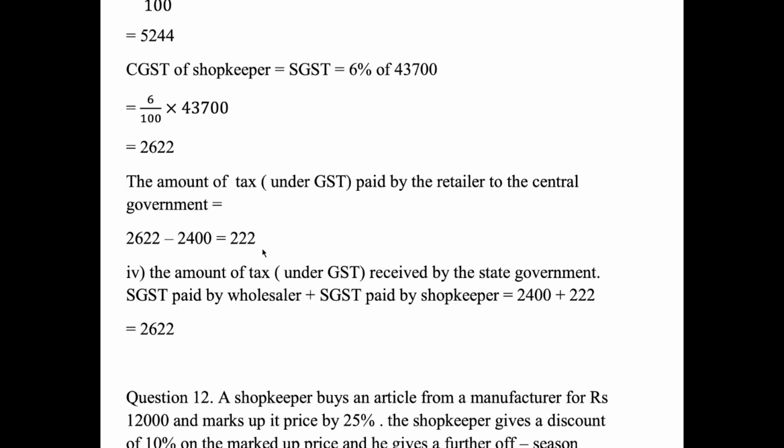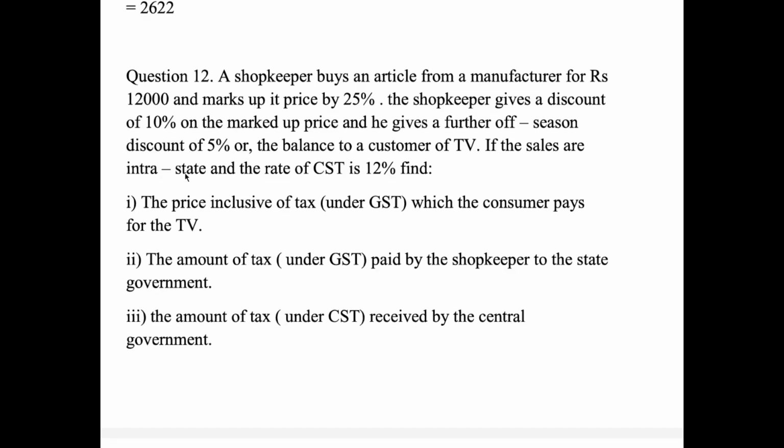Amount of tax under GST received by the state government, that is the SGST paid by the wholesaler plus SGST paid by the shopkeeper, that comes to 2400 plus 222, that comes to 2622. Come to the next question.